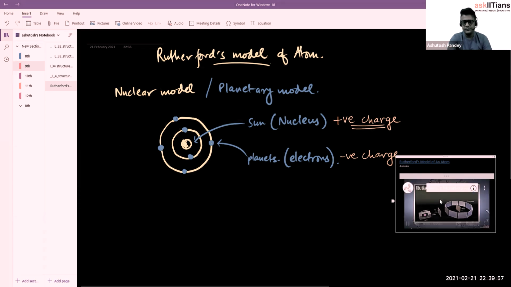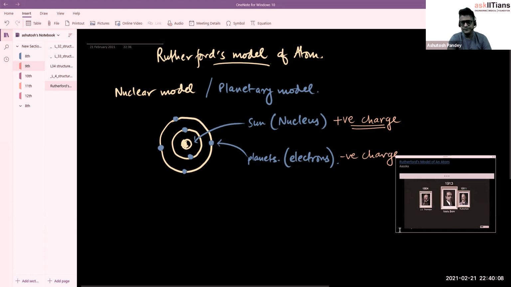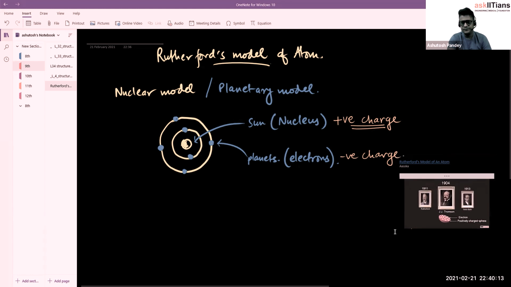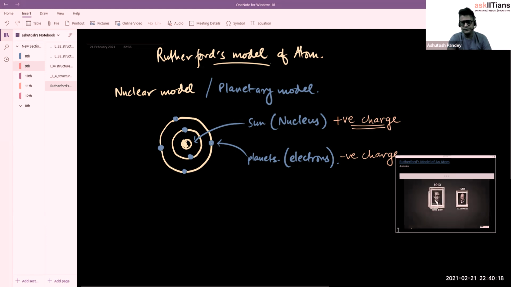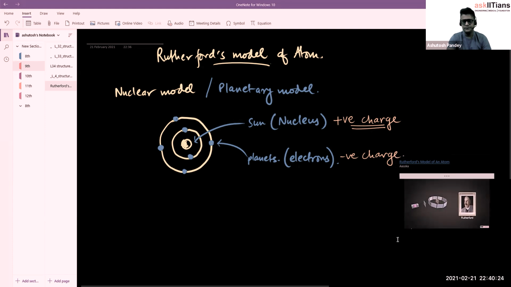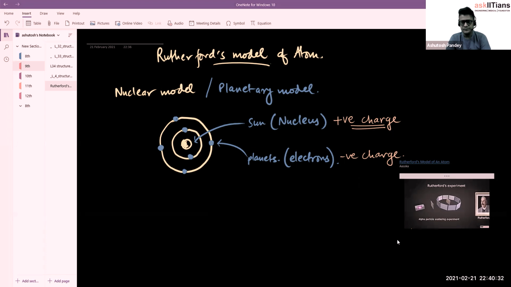Rutherford's model of an atom. In this module, you will learn about Rutherford's model of an atom. A number of scientists worked on the structure of an atom. One of the first scientists was Sir J. J. Thomson, but his model could not explain the results of several experiments. One of those experiments which could not justify the Thomson model was done by Rutherford. Rutherford's experiment got popular by the name of alpha particle scattering experiment. To understand his experiment, let us first see what alpha particles are.